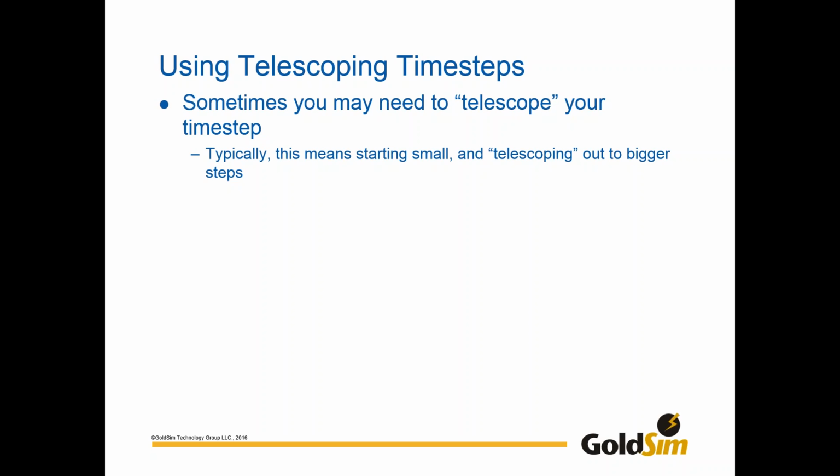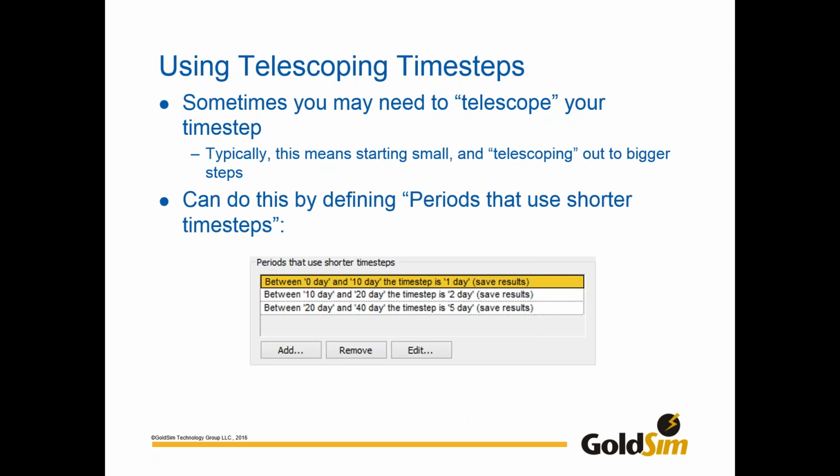But at longer time periods, everything is changing very slowly. You don't need that small time step at the longer time periods. So in that case, what we want to do is start out with a small time step and then make it bigger. GoldSim basically provides a capability to do this. So here's an example. I'll show you where this is in the dialog, but it basically says between 0 and 10 days, I want you to do a 1-day time step. Between 10 days and 20 days, do a 2-day time step. Between 20 days and 40 days, do a 5-day time step.